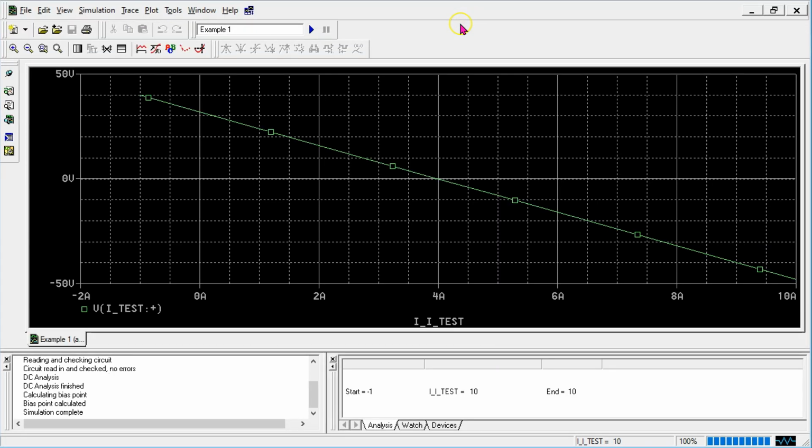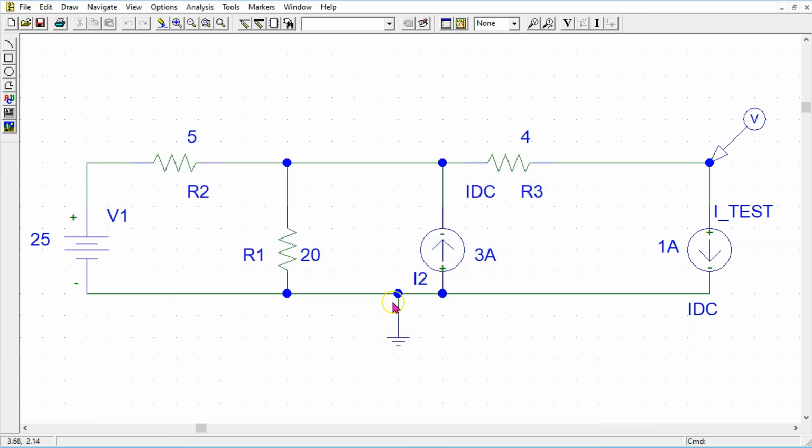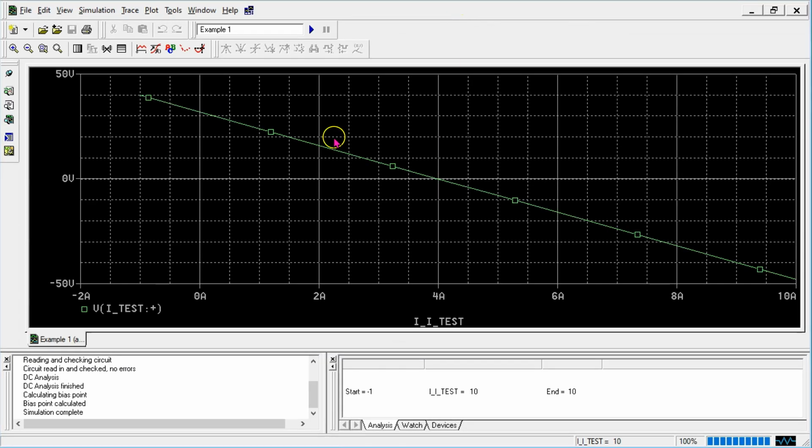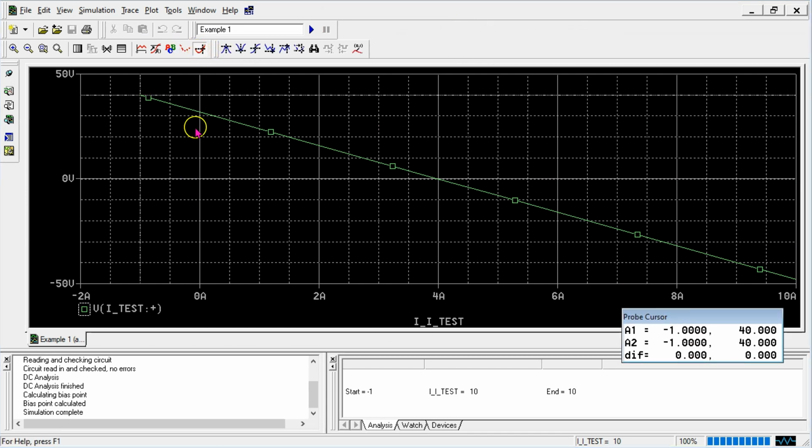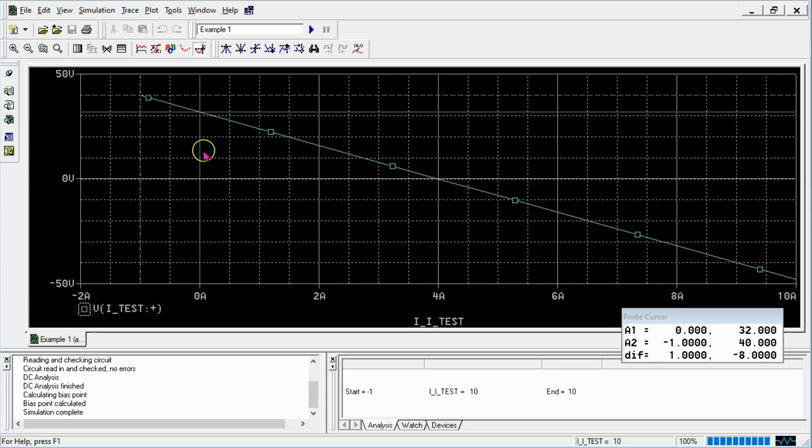When we simulate, we get the plot of the test source magnitude, and this is the voltage across the test source, and this voltage is equal to this voltage shown here. We can enable the cursor, and then when we look at when the value of the test source is 0 amps, then the y-axis is the open circuit voltage, which is 32 volts in this case.